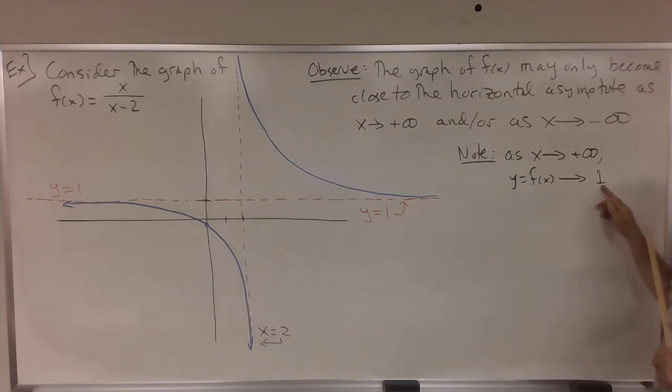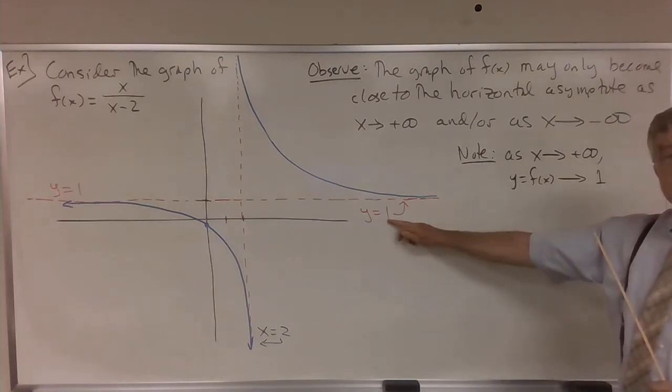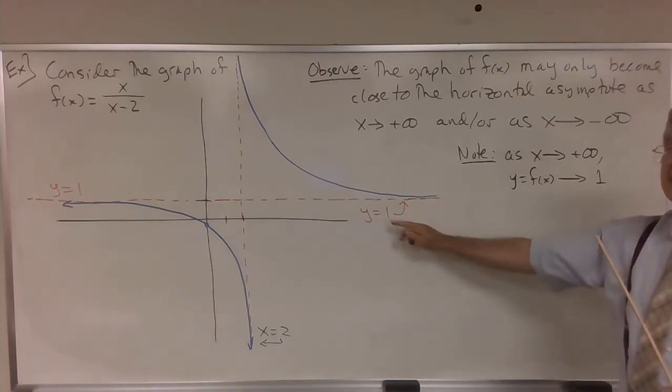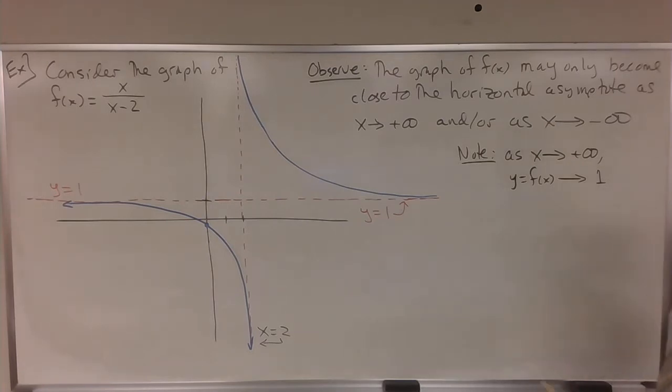And the significance of this 1 here is that it happens to be the y value of the points on the horizontal asymptote.